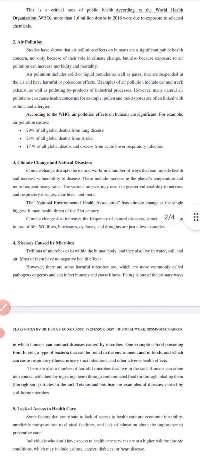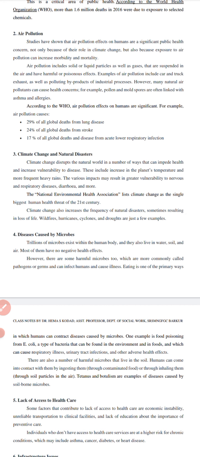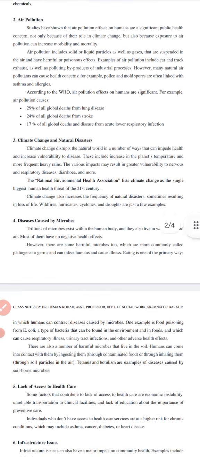The next important factor is climate change and natural disasters. Climate change disrupts the natural world in a number of ways that can impede health and increase vulnerability to disease. These include increases in the planet's temperature and more frequent heavy rains. The various impacts may result in greater vulnerability to nervous and respiratory diseases, diarrhea, and more.